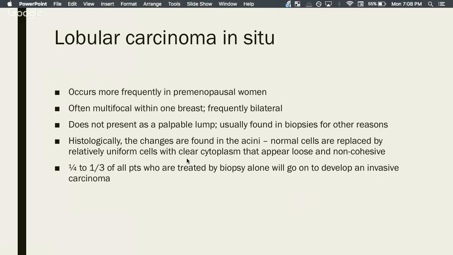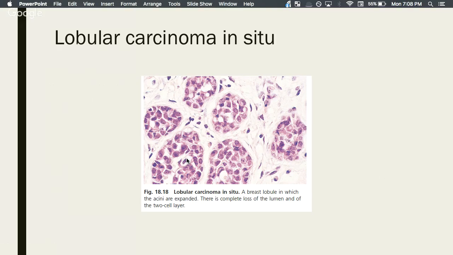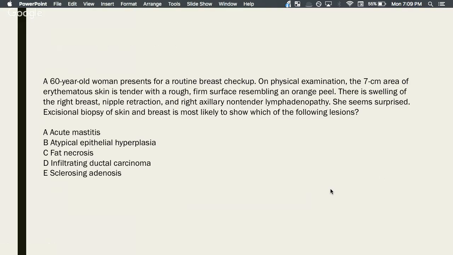Histologically, changes are in the acini themselves, and the normal cells are replaced by relatively uniform cells, clear cytoplasm, and only a quarter to a third who are treated by biopsy alone go on and develop invasive carcinoma. So they're not particularly bad. So that's basically how it looks. Expanded acini, loss of lumen. All right.